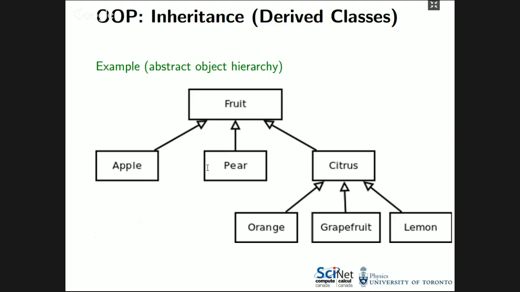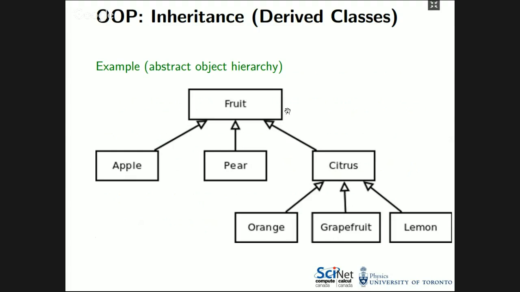It's slightly silly, but you can imagine that there might be a type called fruit, objects of the type fruit, of which apple is a particular type, and pear is another particular type. Citrus fruits could be a particular type, and they could have subtypes: orange, grapefruit, lemon. The idea about having such a hierarchy is that I might have a piece of code that works for any fruit. Or I might have a piece of code that only works for apples. Maybe even more specific, grapefruit.